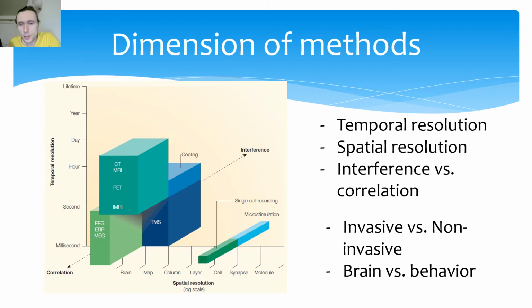The last dimension that I want to mention is the brain versus behavior dimension. Because of course in neuroscience we want to couple brain activity to a certain behavior in humans.